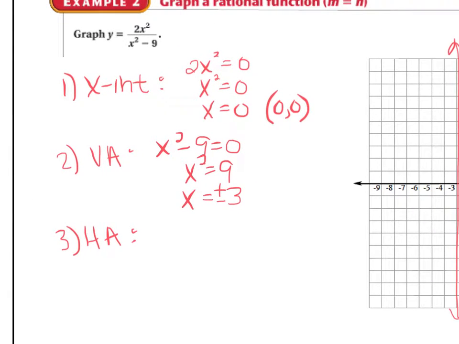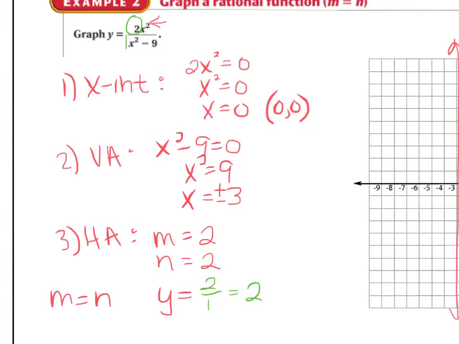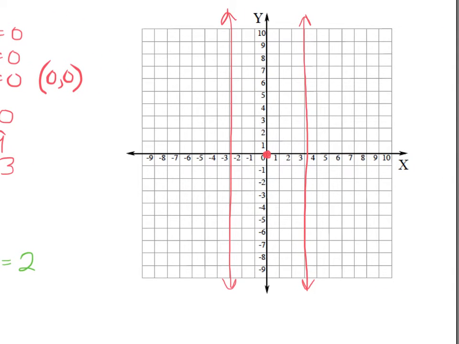Our horizontal asymptotes come from comparing the degrees. So the degree of my numerator is 2. That's coming from this squared power right there. And the degree of my denominator is also 2. And if you go back and look at the chart, it says when your degrees match, you take your leading coefficients and divide them to find the location of your horizontal asymptote. So my numerator's leading coefficient is 2, and my denominator's leading coefficient is 2. So y equals 2 is the location of my horizontal asymptote.